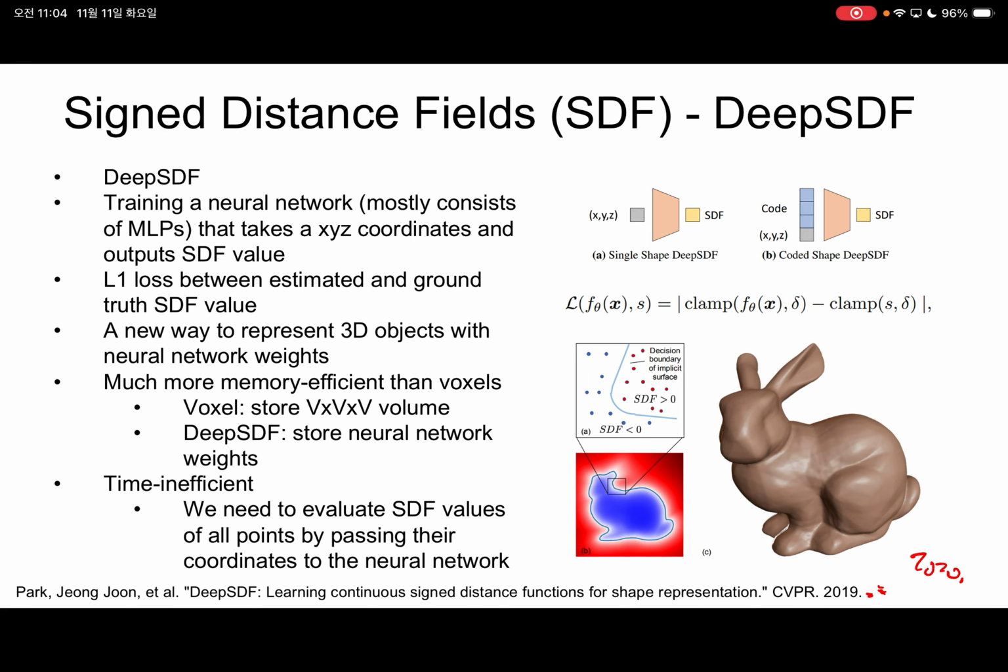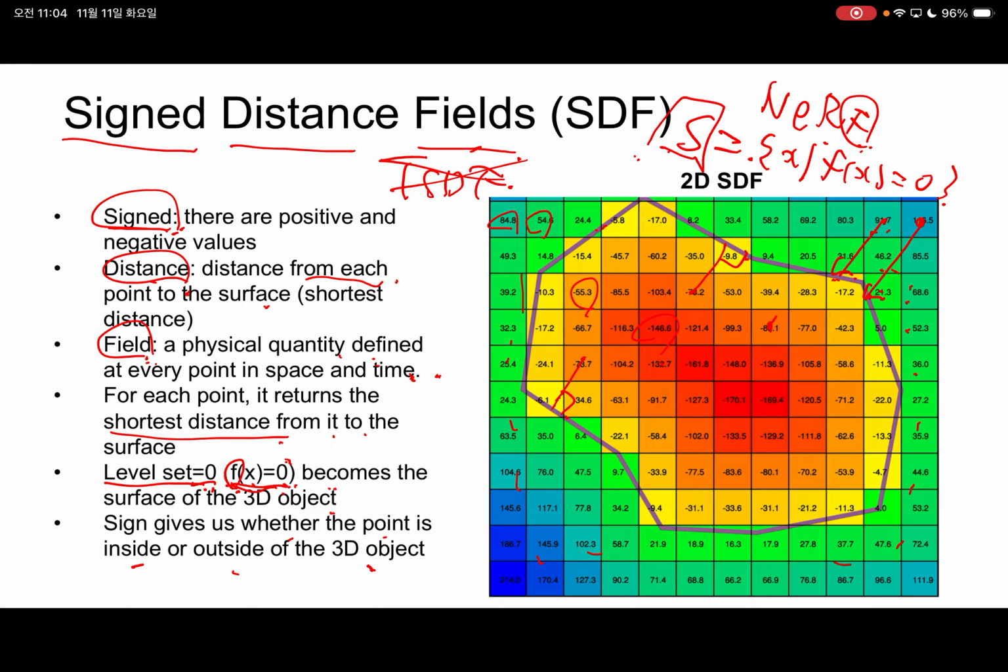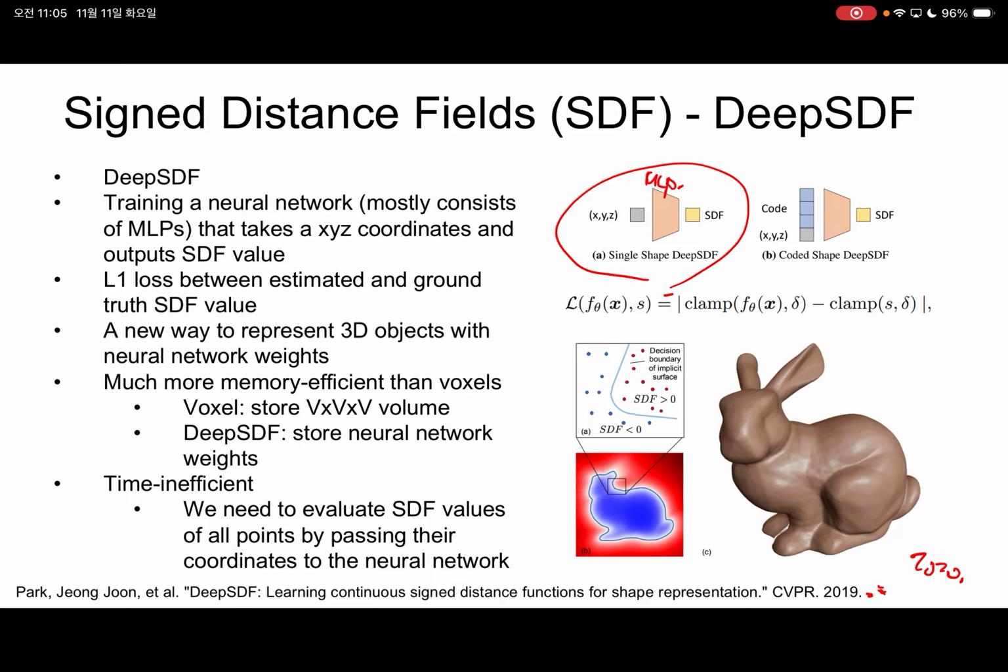So here, as you can see, we have a neural network. This is a neural MLP that takes a coordinate and then outputs SDF. Why are we doing this? Because as I said, if we can get this function f, then that's all. We can represent 3D shape with this function, right? Once we can get this function f, then we can represent a 3D object in an implicit way, right? Then how can we get this function?